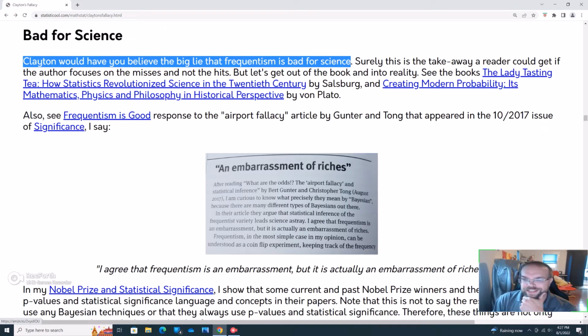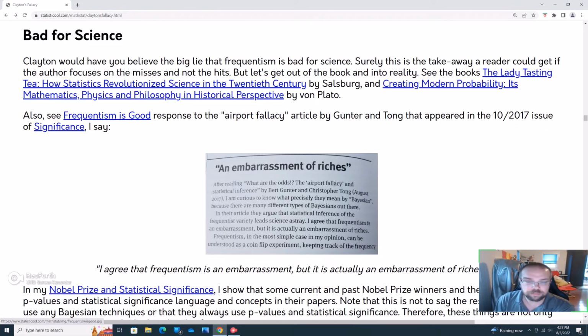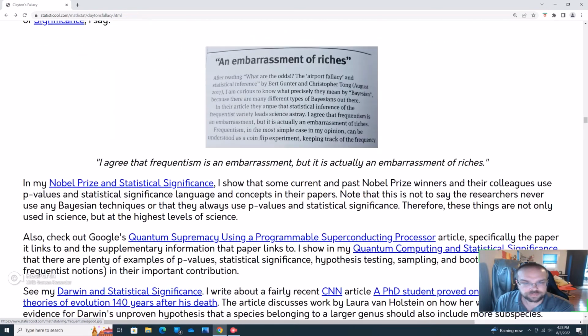Bootstrap, modern stuff. So, I had this article in Insignificance, called The Airport Fallacy by Gunter and Tong, in 2017. And I respond, yeah, frequentism is an embarrassment, but it's an embarrassment of riches, because it has done a lot for science. So if you have some questionable research practices, that's no excuse to throw frequentism out with the bathwater.